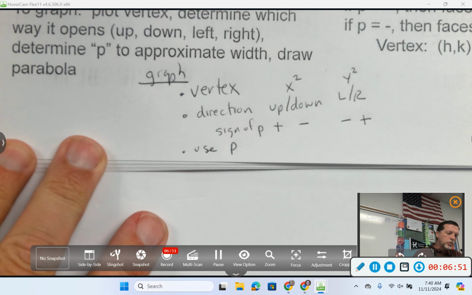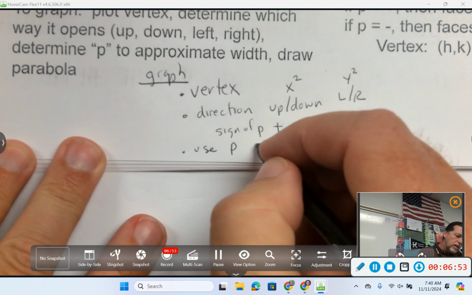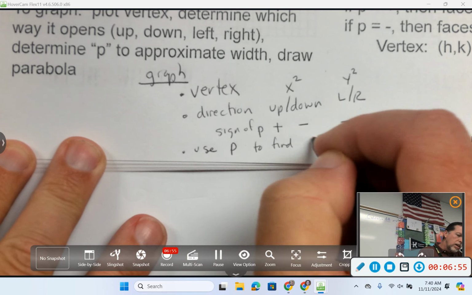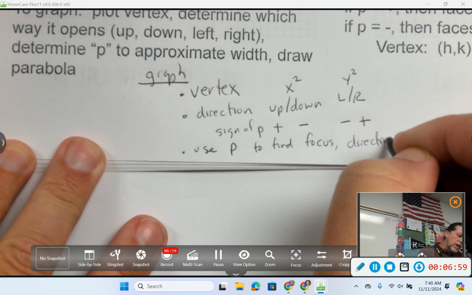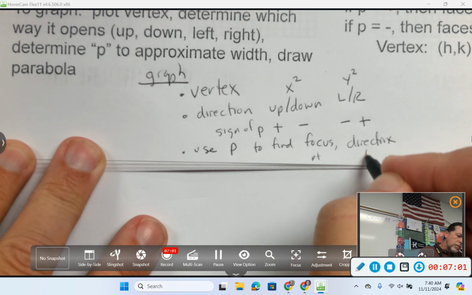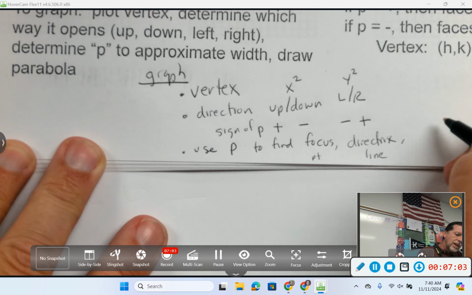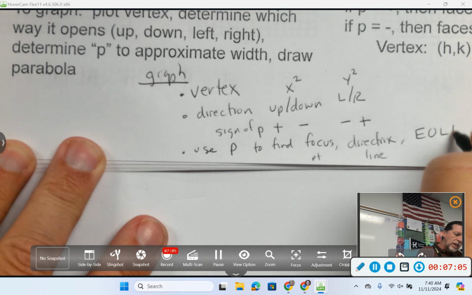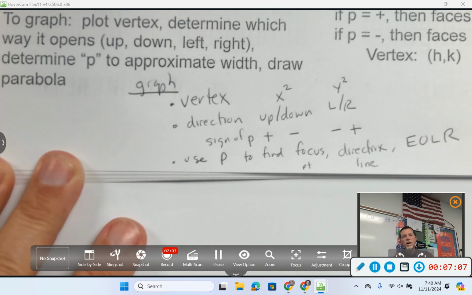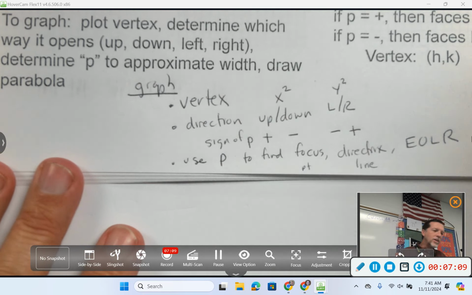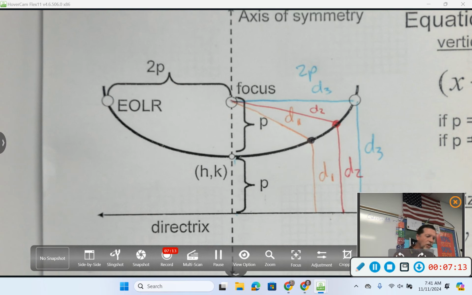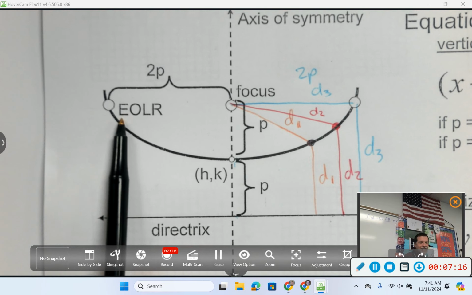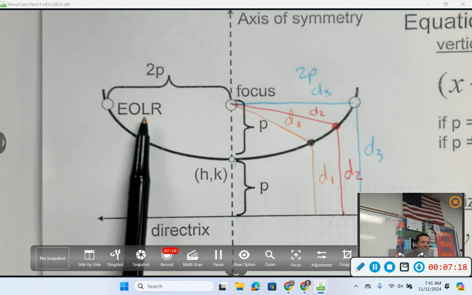And then you'll use p to find focus, directrix, so the point and the line, and then the EOLR. What does it stand for? This is where you get to giggle, because what it stands for is the ends of the lattice rectum.